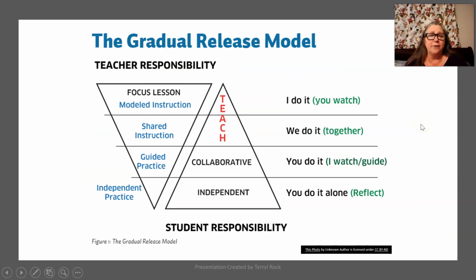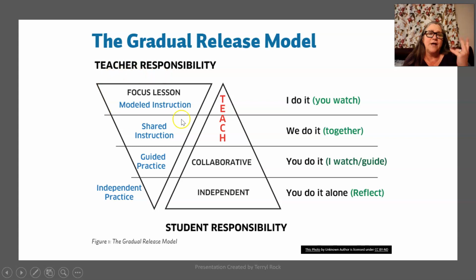This gradual release model, the idea behind the gradual release model is an idea that as the teacher decreases her level of responsibility in the lesson, then the student is increasing how much they're going to be learning. So the teacher decreases her responsibility, and then the student increases theirs. So it's very interesting. That's why we've got these here.